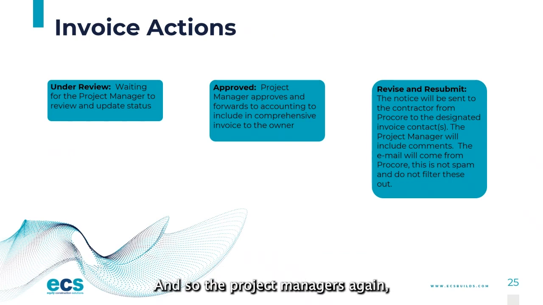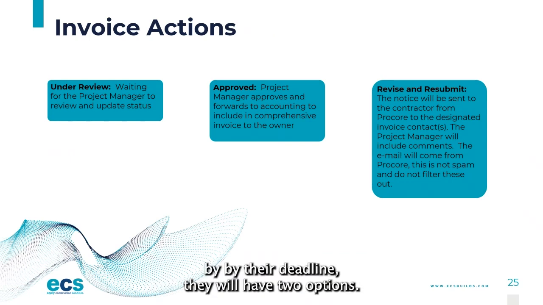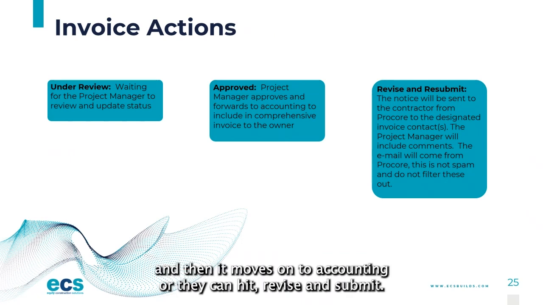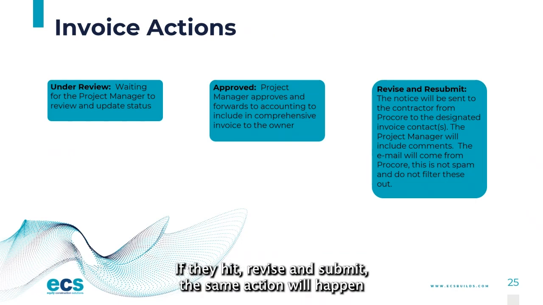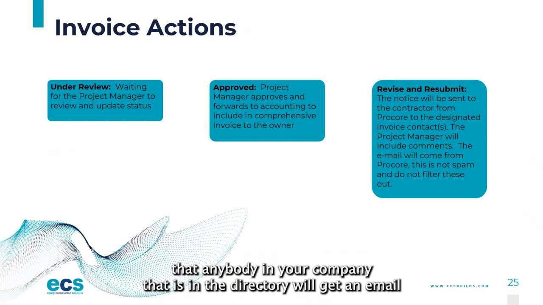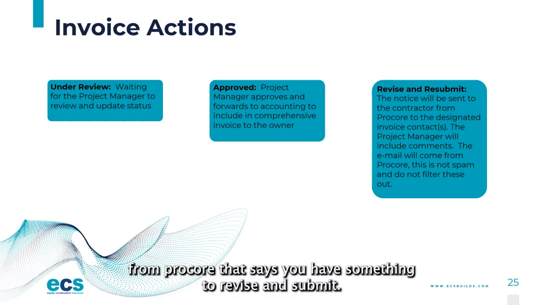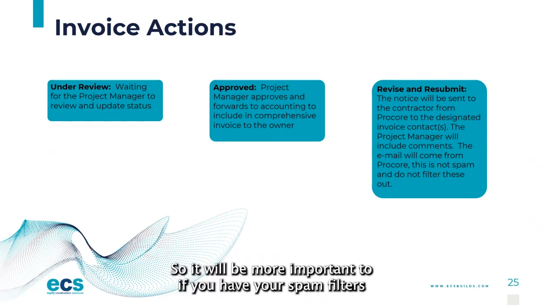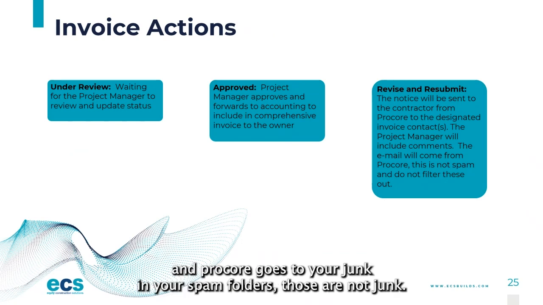And so the project managers, again, by their deadline, will have two options. They can approve it and then it moves on to accounting, or they can hit revise and submit. If they hit revise and submit, the same action will happen: anybody in your company that is in the directory will get an email from Procore that says you have something to revise and submit. So it's important, if you have spam filters and Procore goes to your junk or spam folders, those are not junk.